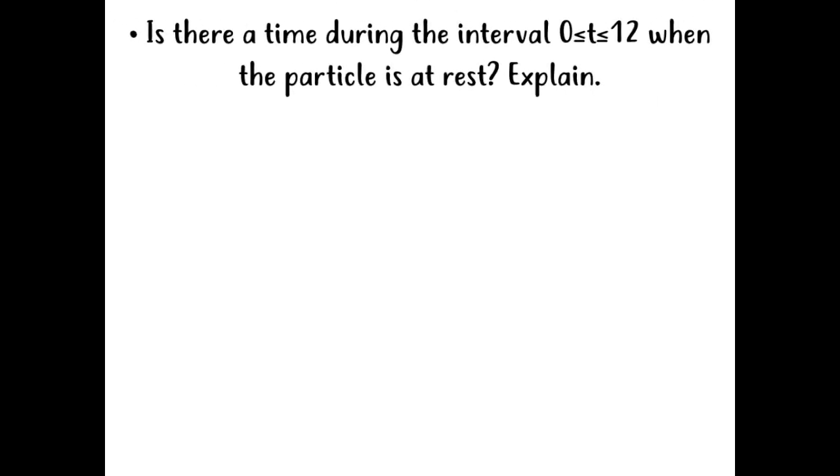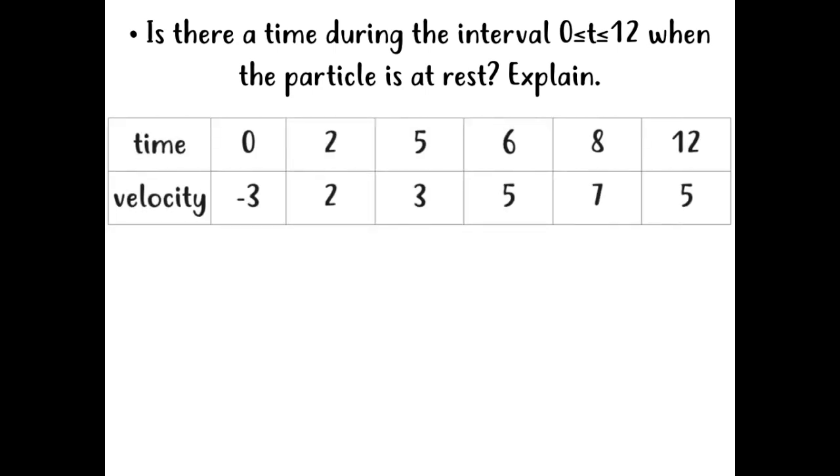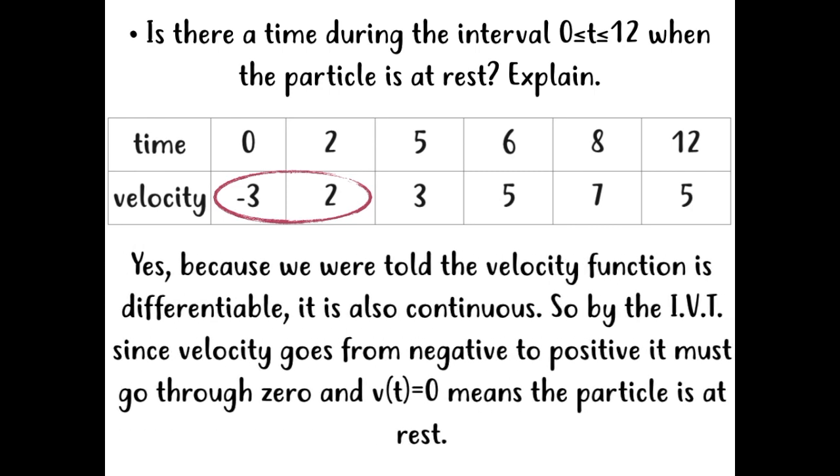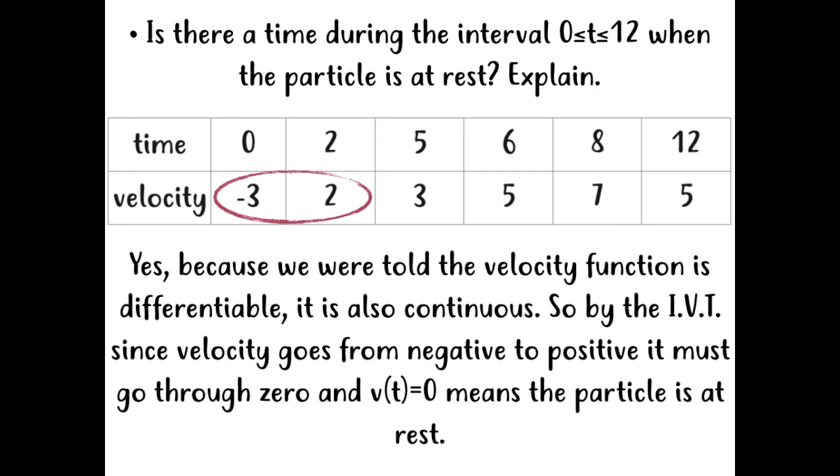Is there a time during the interval from 0 to 12 when the particle is at rest? Well, let's look back at the table. Notice from 0 to 2, the velocity is changing from -3 to +2. So this means yes. Because we were told the velocity function is differentiable, it is also continuous. So by the intermediate value theorem, since velocity goes from negative to positive, it must go through 0. And velocity equal to 0 means the particle is at rest.